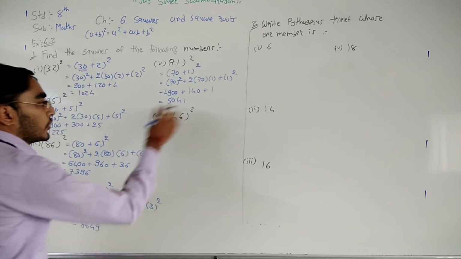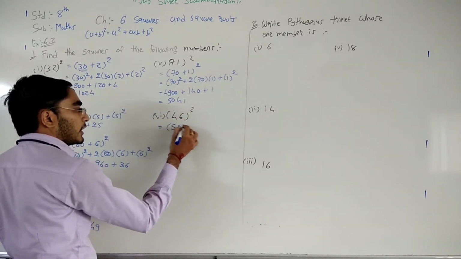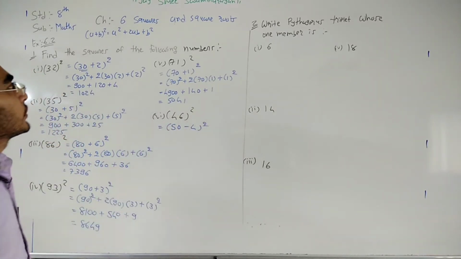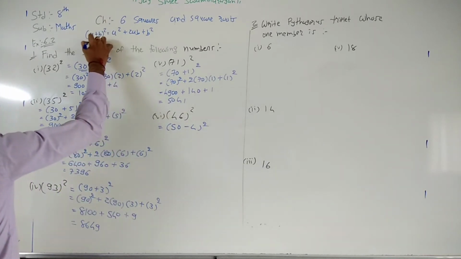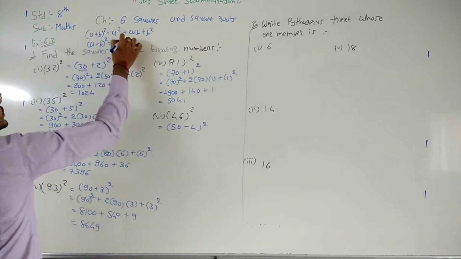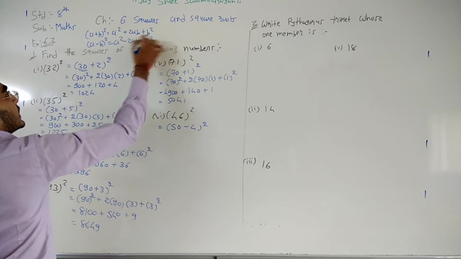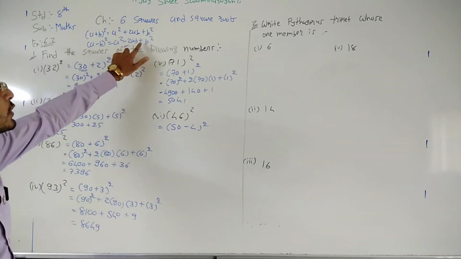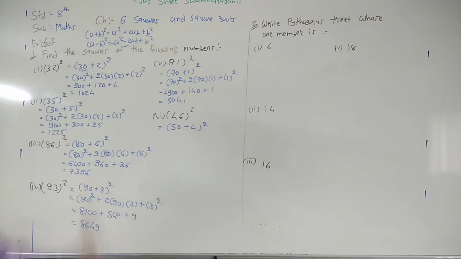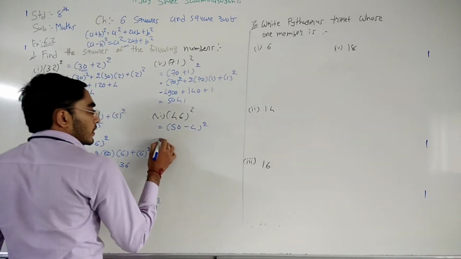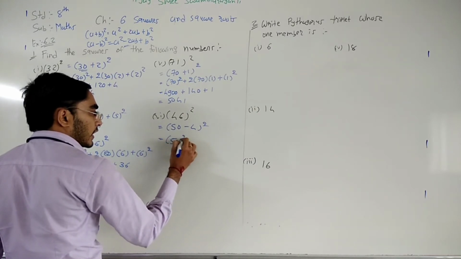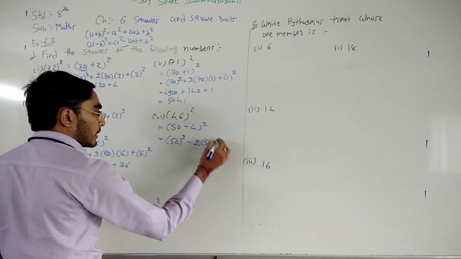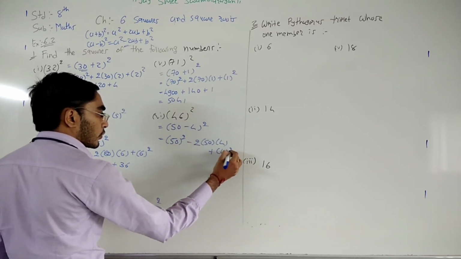Now 46 all square. So we can write 50 minus 4 all square. Otherwise we can write 40 plus 6 all square. If here we have a negative sign, only one change is that we need to put a negative sign in the middle term; the last term is always positive. Now first term 50 all square. Now here we have a negative sign, so negative sign: 2 multiply first number 50, second number 4, and plus 4 square.